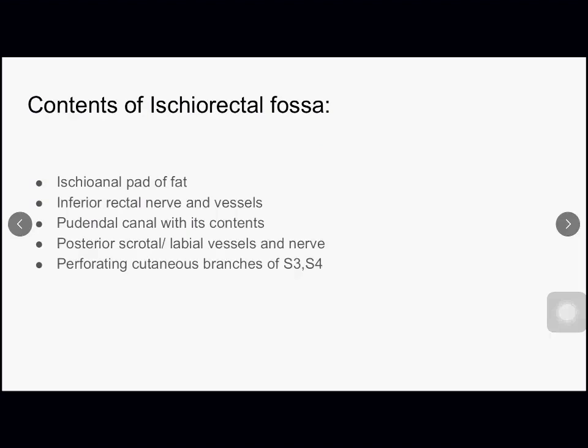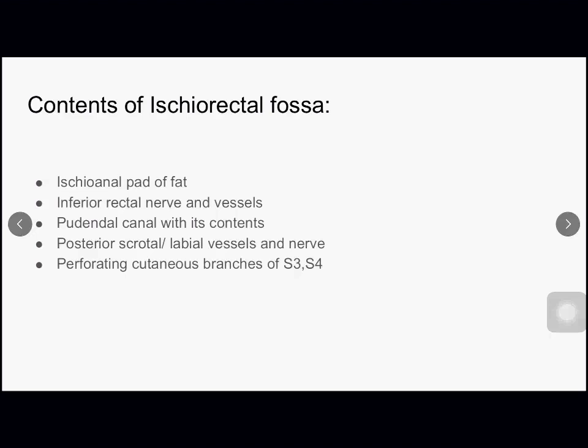Now coming to the contents of the ischiorectal fossa, I have told you about the ischial pad of fat. Then inferior rectal nerve and vessels. The inferior rectal nerve was a branch of the pudendal nerve, and the inferior rectal artery is a branch of the internal pudendal artery, which in turn is a branch of the anterior division of the internal iliac artery.